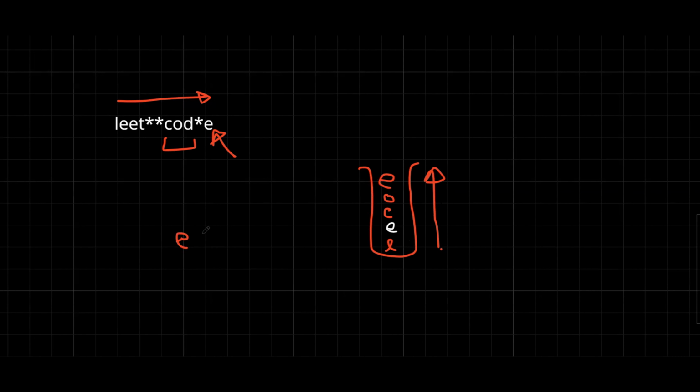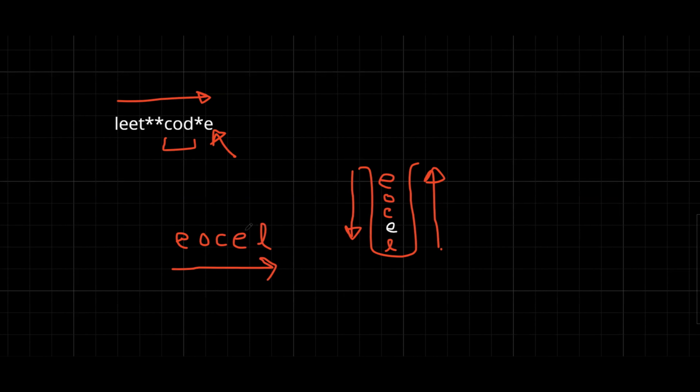After that, we have to remove the element O. After that, we have to remove the element C. After that, we have to remove the element E again. Finally, we have to remove the element L. This sequence is exactly opposite to this sequence. That means the bottom element is L, which is the last element of this string L.